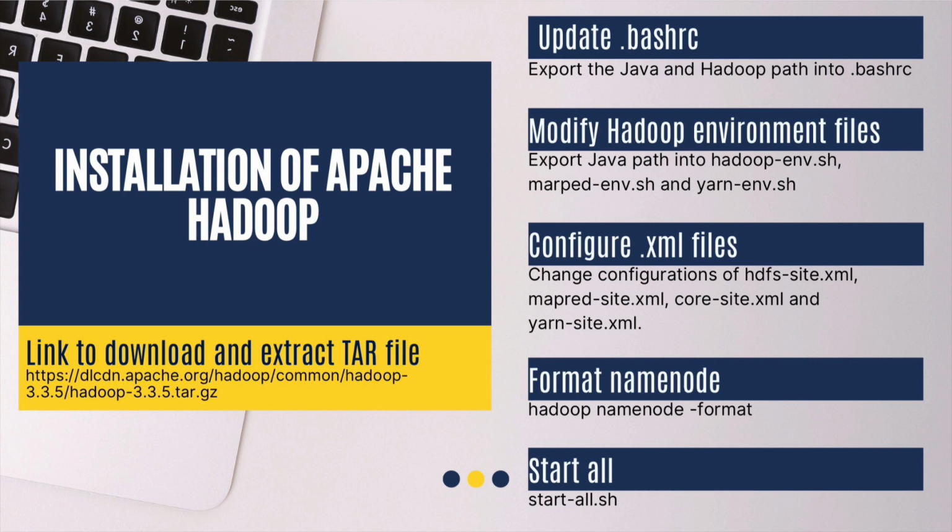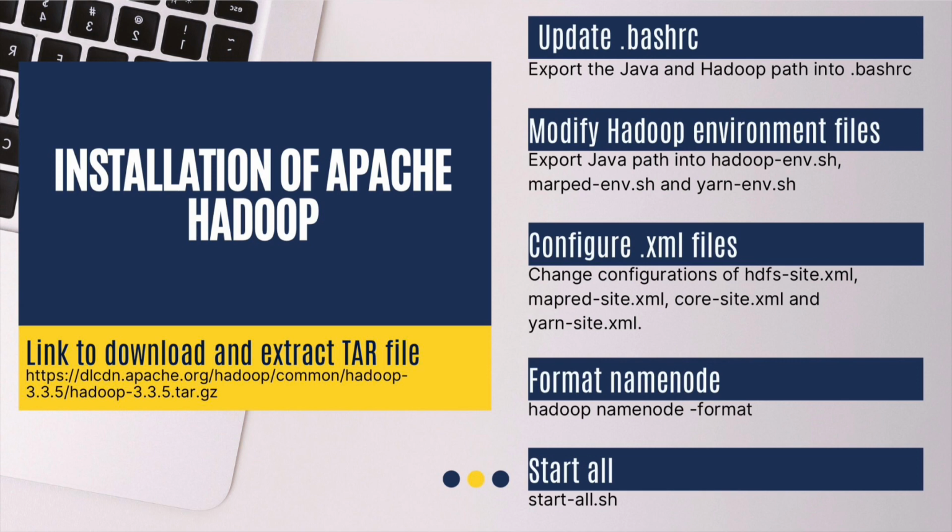Third, modify Hadoop environment files. Export Java path into hadoop-env.sh, mapred-env.sh, yarn-env.sh. Fourth, configure .xml files. Change configurations of hdfs-site.xml, mapred-site.xml, core-site.xml, and yarn-site.xml.